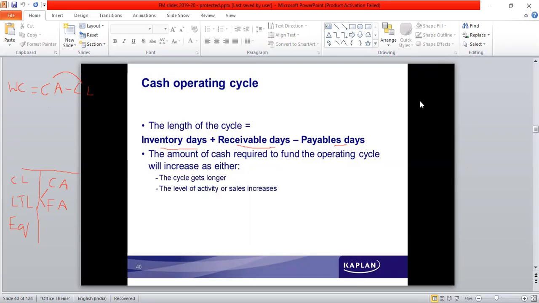If it is for a longer period of time, then when the funds are raised from external sources, during that period they would be paying the cost of capital on the capital which is invested into the operating cycle. The longer the operating cycle, the higher would be the finance cost.